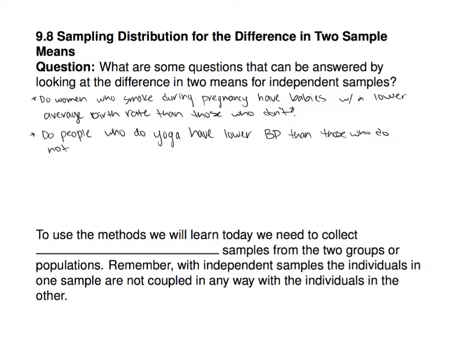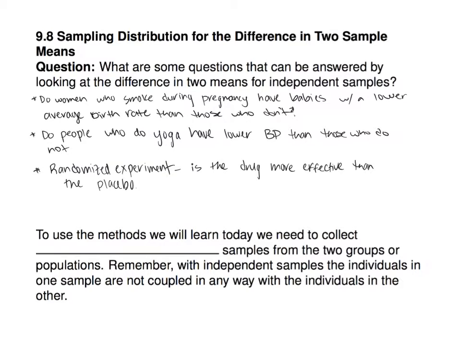And then finally, one really common application of the difference in two sample means is when you're looking at a randomized experiment. And in this case, we have two sample groups, say like a drug and a placebo, and the question you might be asking is, is the drug more effective than the placebo? And these are the methods we are going to learn today.